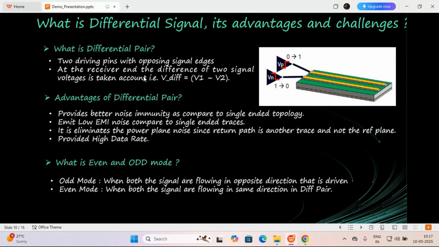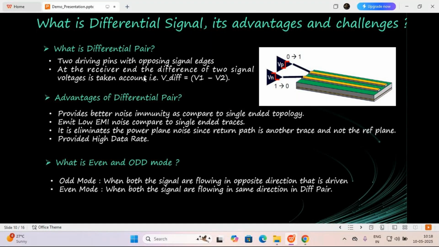And suppose from somewhere noise gets induced. Since both the traces are very near to each other, almost the same amount of noise will get induced on both the traces. And since my differential receiver takes the difference of both the signals, it will not consider that noise. Ultimately the difference remains the same, and whatever logic it wants to interpret will not get distorted, because it is taking the difference of the signals.